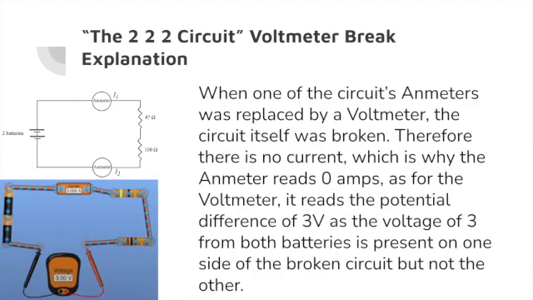Voltmeter break explanation. One of the circuit's ammeters was replaced by a voltmeter. The circuit itself was broken, therefore there is no current, which is why the ammeter reads 0 amps. As for the voltmeter, it reads the potential difference of 3 volts, as the voltage from both of the batteries is present on one side of the broken circuit, but not the other.